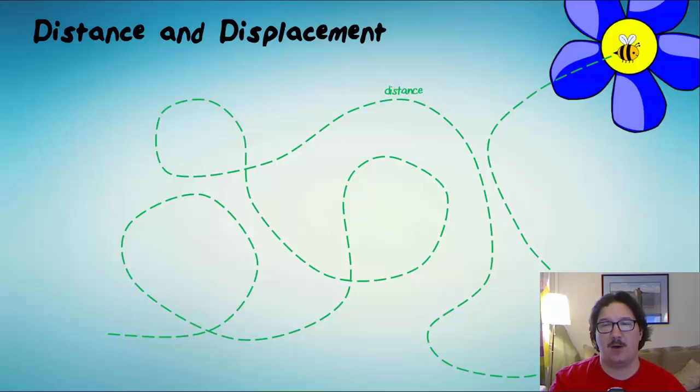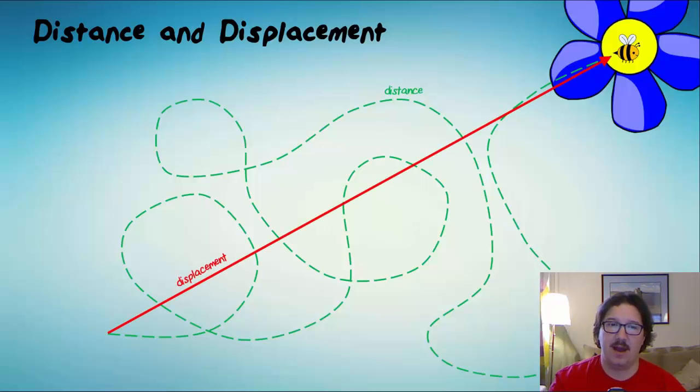Another way we can represent how this bee traveled to the flower is by imagining an arrow that points from where the bee started directly to where the bee ended up. And this would be known as its displacement. Right? The length and direction of this arrow is the bee's displacement. And clearly the distance and displacement are different. They're different magnitudes. The distance line is much longer than the displacement line.